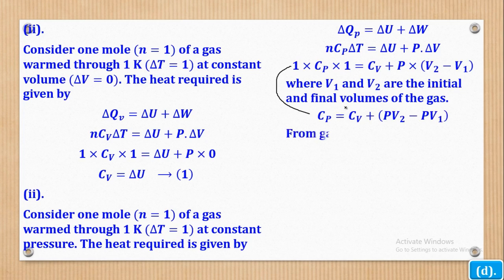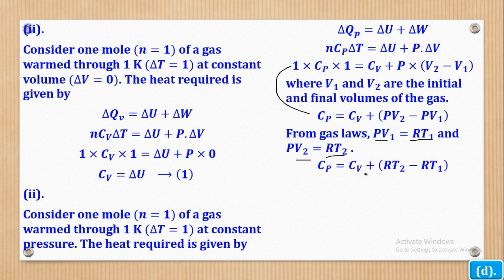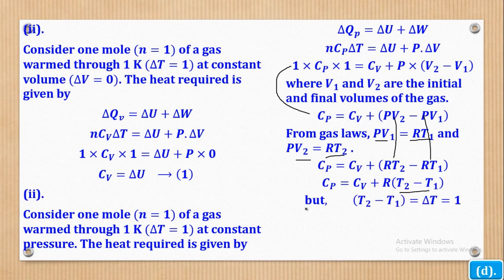Then from there, remember that from gas laws, PV1 is equal to RT1 and PV2 is equal to RT2. Therefore, I'll substitute for PV2 and PV1. Then in this case, R is common, so I'll pull it out, remain with this, and this one is change in temperature, but we saw that change in temperature is equal to 1. Therefore, I substitute this with 1 to come up with that expression, and when I rearrange it will be that. So basically that is what they wanted.